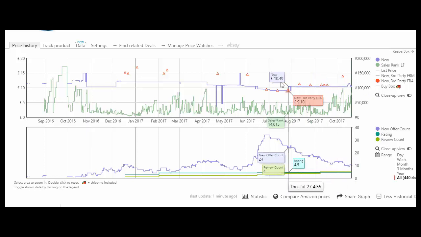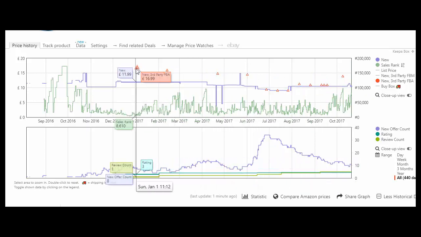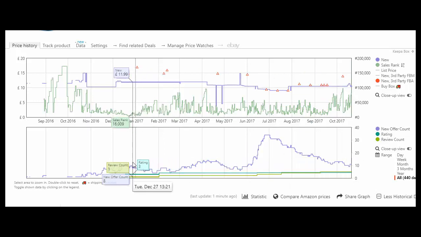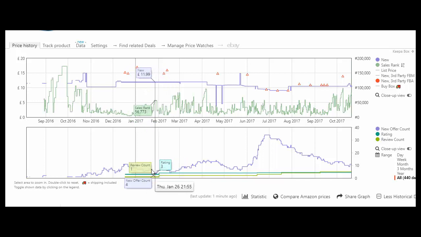And over the top here, we can see what's been happening with the price over time. So we've got the new price, and then we have the third-party FBA price. So this is the third-party sellers. Now down here in this graph, if I just highlight that, this is the new offer count. This is how many items are in the Amazon system at any one time. And as you can see over here, things are relatively stable, slowly going up a bit, slowly going down a bit. The usual supply and demand situation.